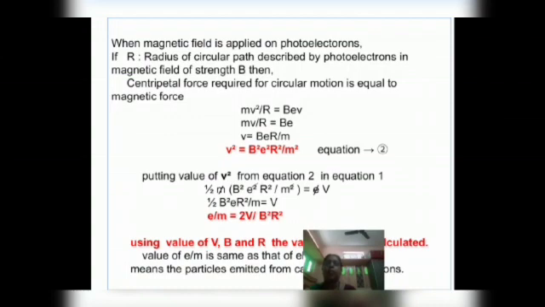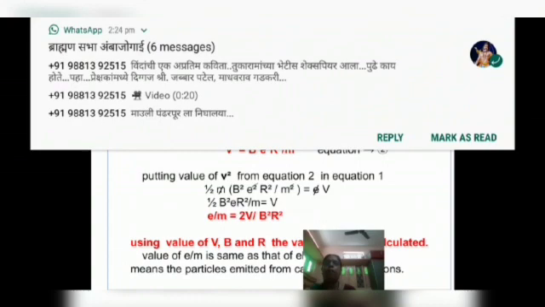Using this Lenard's method, we can determine e/m of photoelectrons.